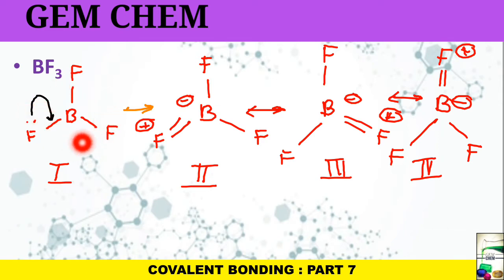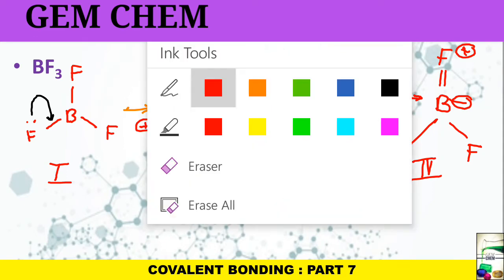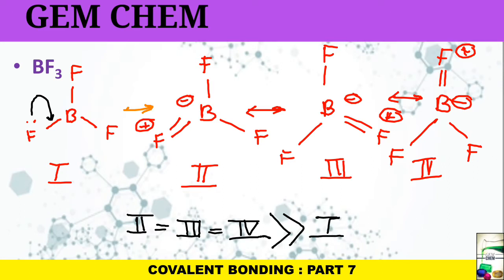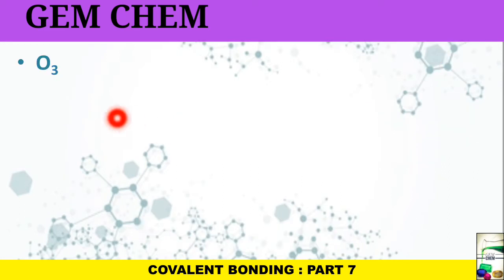So the number of covalent bonds is less, which means this will be the least contributing. Though here the electronegative atom is containing a positive charge, the first criterion is having the maximum number of covalent bonds. So ultimately, the order is 2 equals 3 equals 4, and this is much greater in contribution than 1, right? Now we will see ozone.